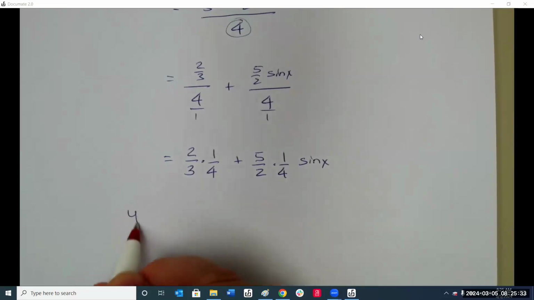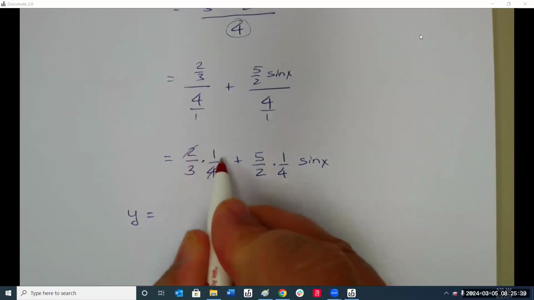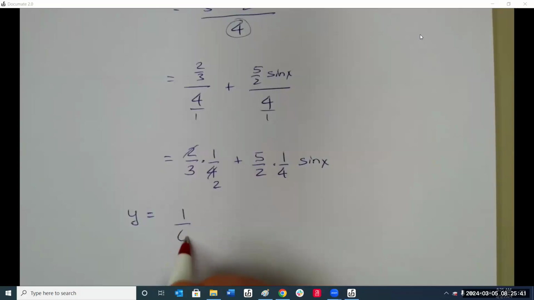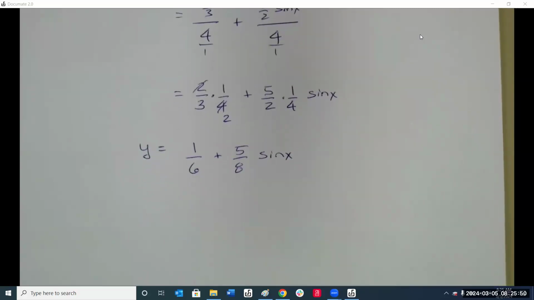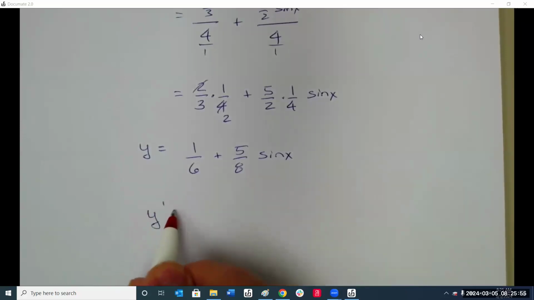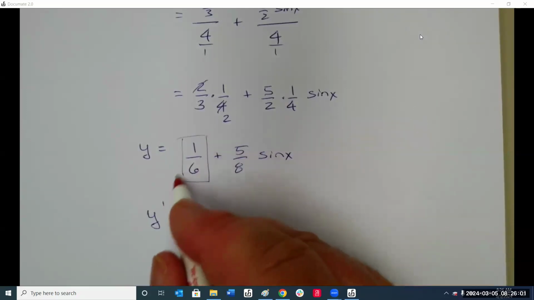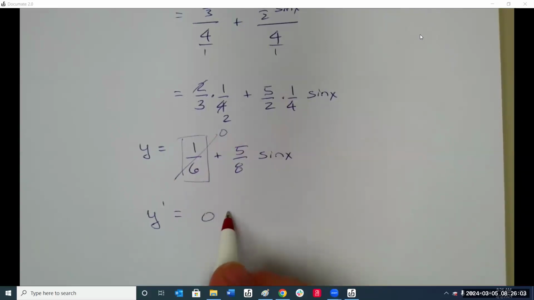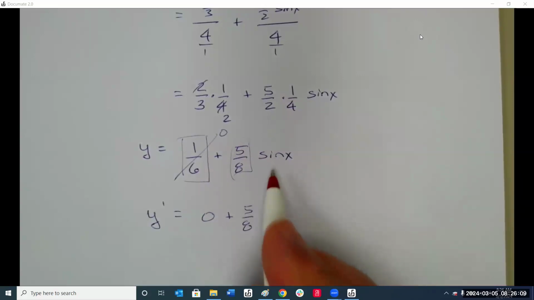So we can rewrite y. These cancel. So we have 1/6, 5/8. Now we take the derivative. The derivative of a constant is what? 0. This is a constant multiple. So now we take the derivative of sine, which is cosine.